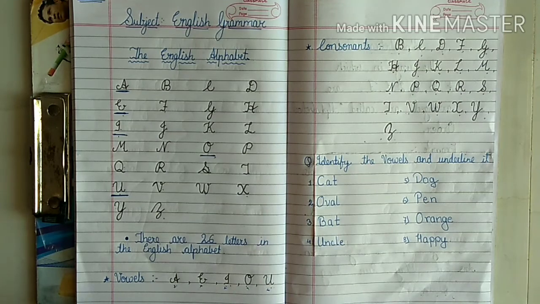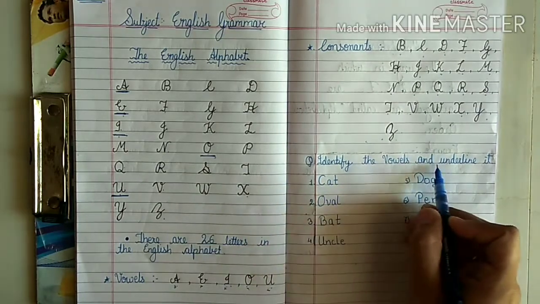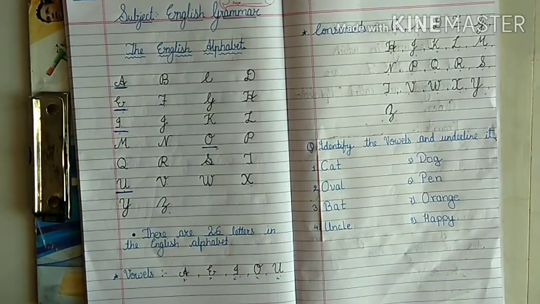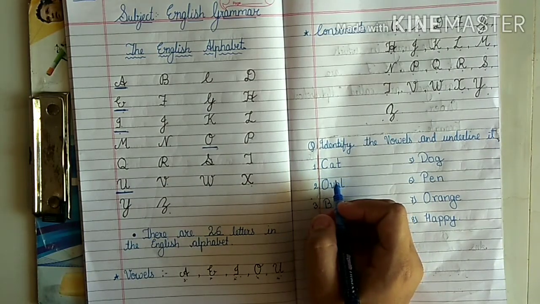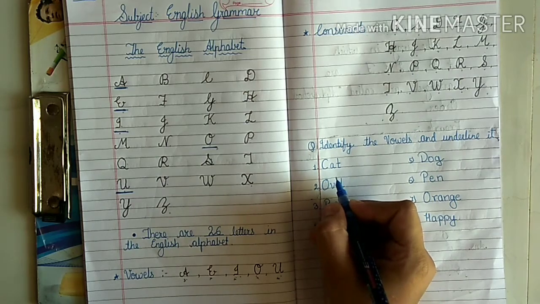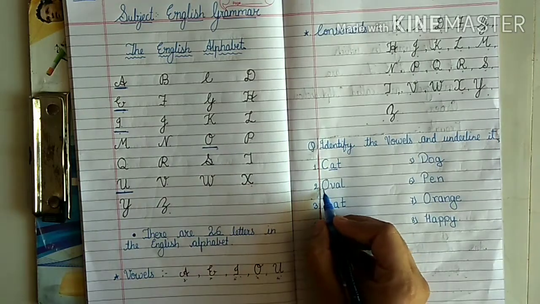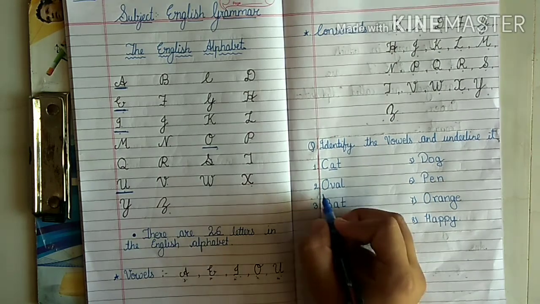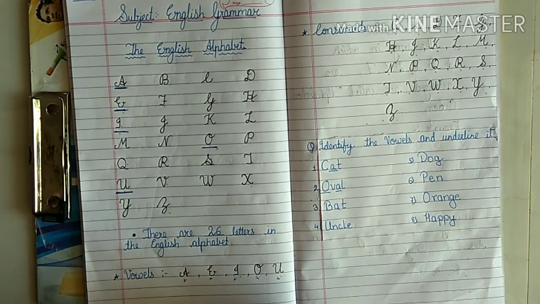Now, I hope everyone knows which are the vowels. Let us do an exercise. Question. Identify the vowels and underline them in these words. First, C-A-T, cat. In this word, which is the vowel? Yes, it is A. Second, O-V-A-L, oval. Which are the vowels here? O and A. These are the vowels.